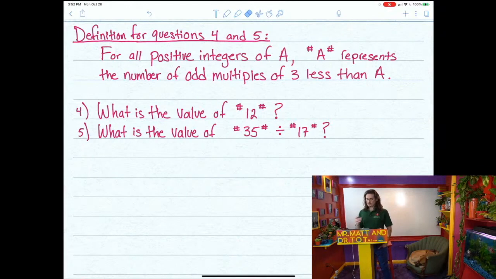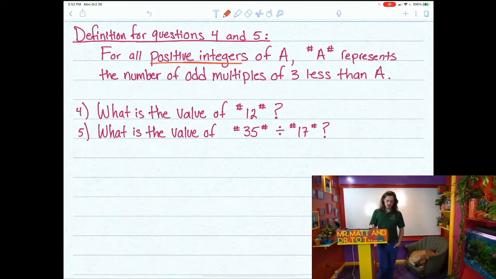Okay, so first of all, in the definition, they tell us that a has to be a positive integer. Then we're talking about evaluating the number of odd multiples of 3 less than a. So there's a bound. Whatever a may be, there's a bound between a and 0, because a has to be a positive number. Therefore, we're not talking about numbers less than 0.